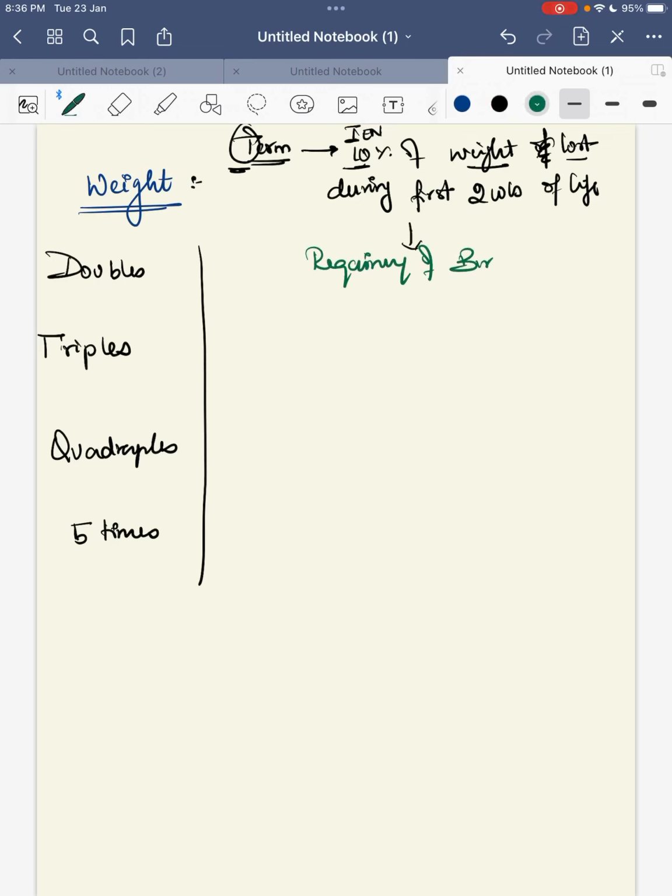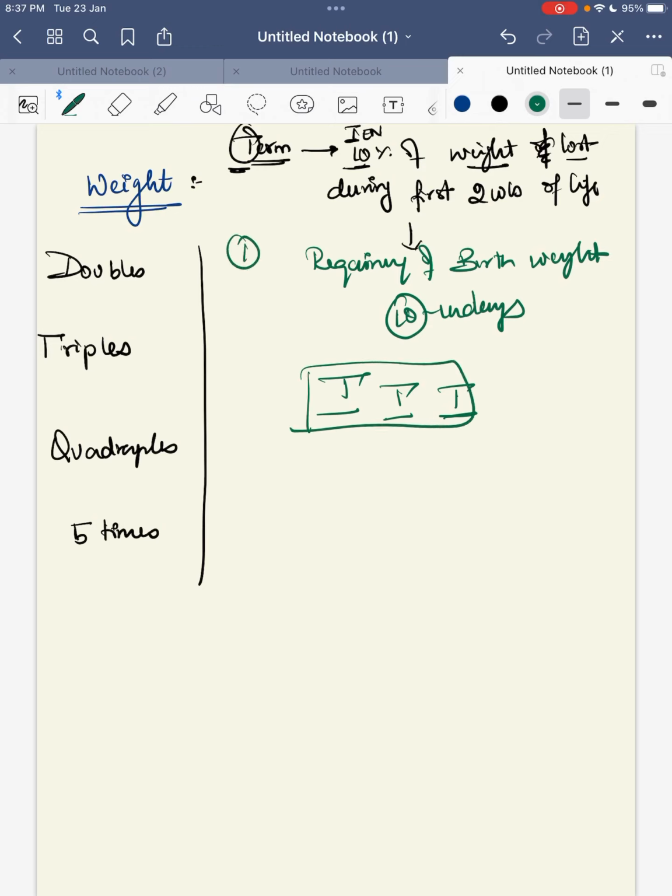When does the child start to regain the birth weight? Regaining of birth weight is by 10 to 14 days. You remember it as 10. So term child, 10% of the weight is lost during the first 2 weeks of life, and birth weight will be regained at 10 days or between 10 to 14 days. So this is the first point.